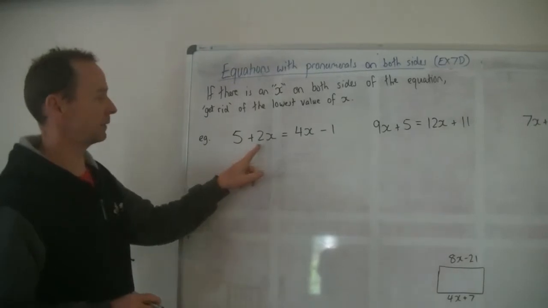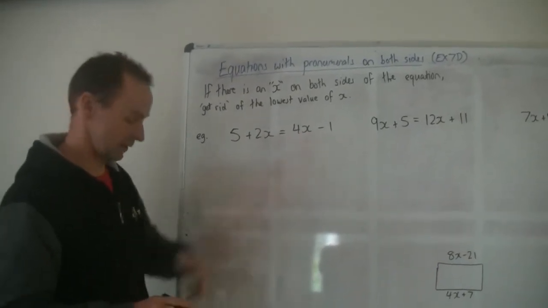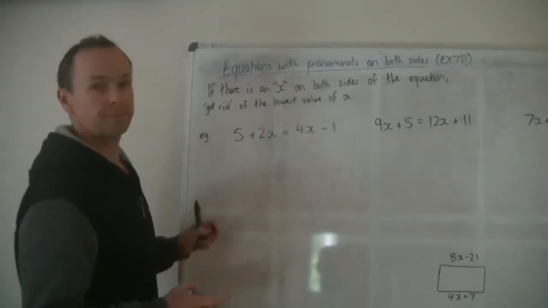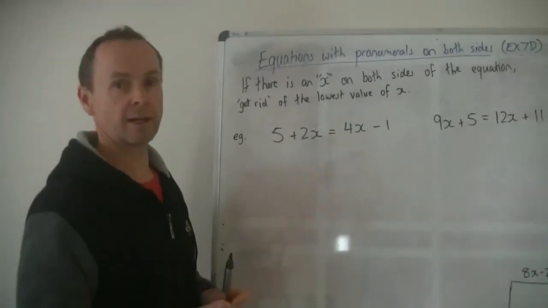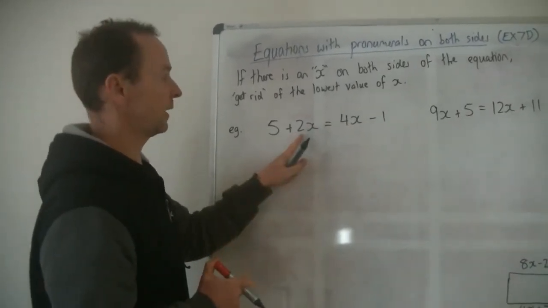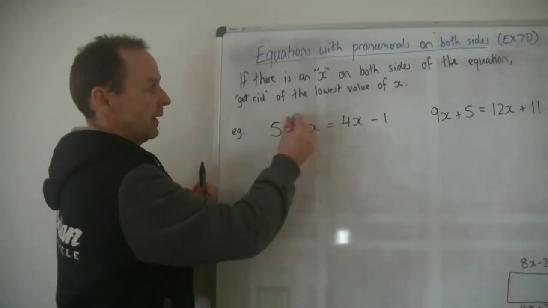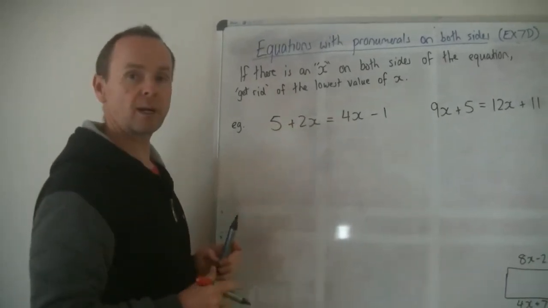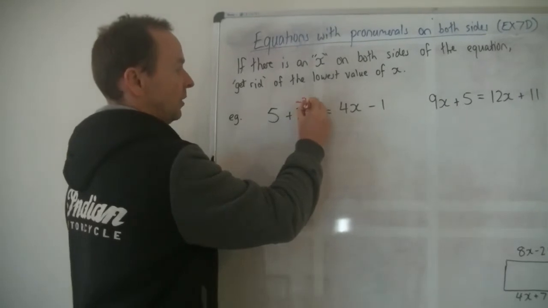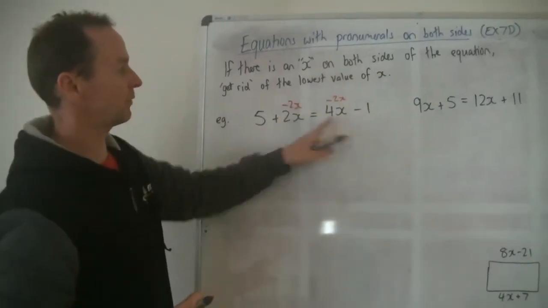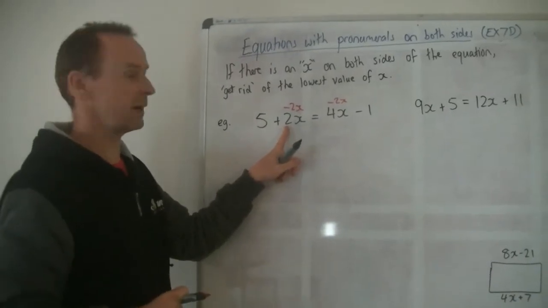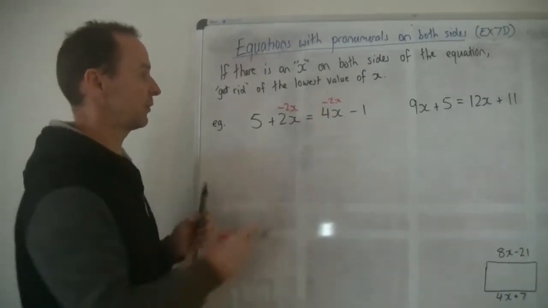We've got 5 plus 2x equals 4x minus 1. So there's 2x and there's 4x, which is the lowest value of x. 2x is the lowest value, and it's plus 2x. So how do I get rid of plus 2x? I minus 2x. Which side? To both sides. So you're going to get rid of the lowest value of x. The lowest value of x is 2x, so you're going to minus 2x to both sides.